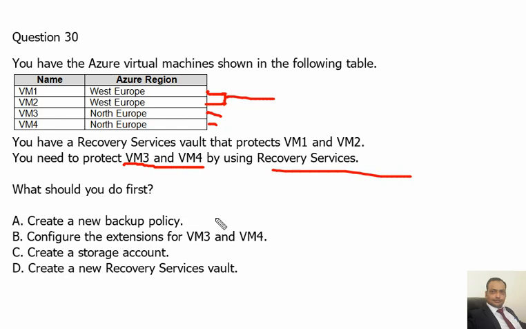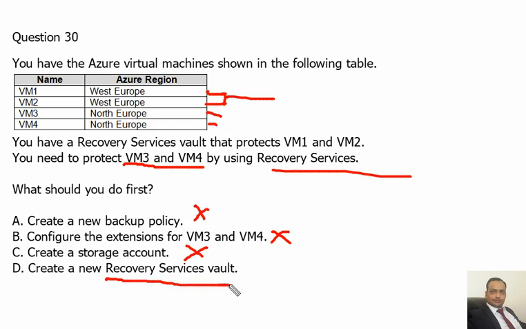What should we do? The first option given is create a new backup policy, which is part of the recovery service, but that's not the answer. Configure the extension for VM3. There is no extension requirement for recovery service or backup services. Create a storage account. There is no need to create any storage account for backup services. Create a new recovery service vault.